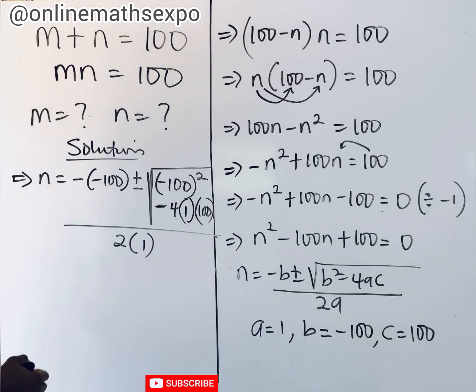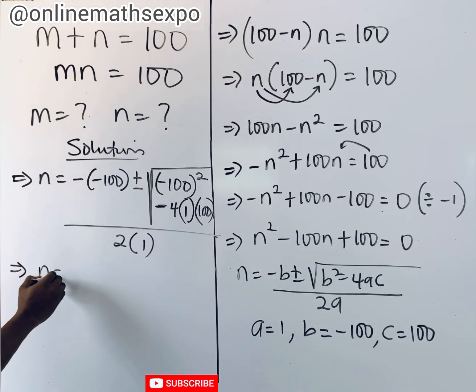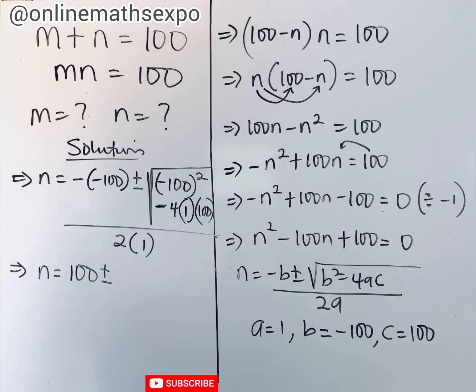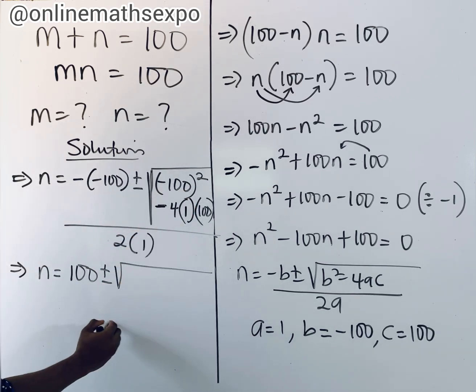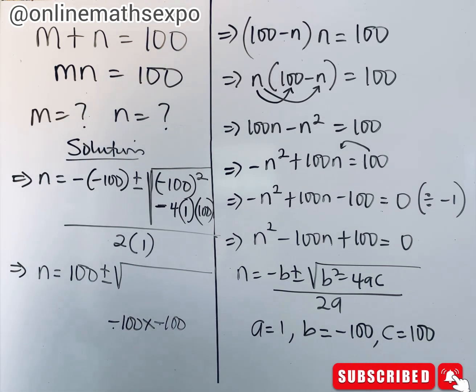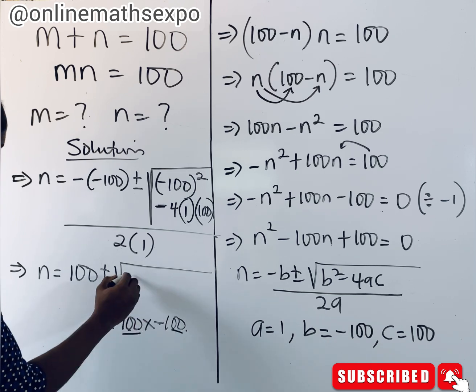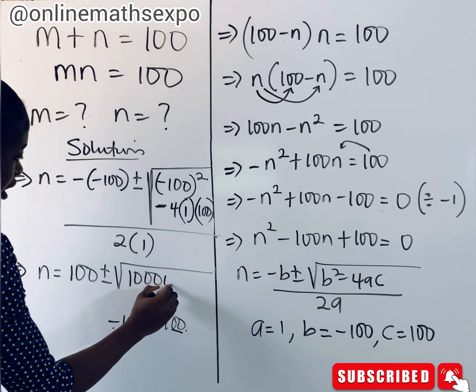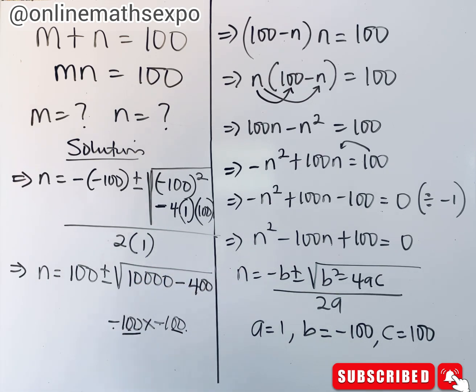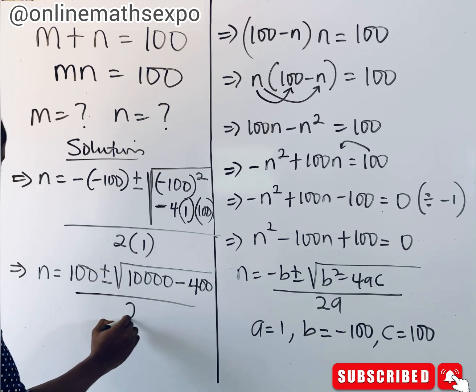So we simplify now. This is going to give us n is equal to negative multiplies negative, so we have positive 100 plus or minus the square root of negative 100 squared, which means negative 100 times negative 100. Negative multiplies negative is positive. And when you multiply 100 by 100, just add the 4 zeros, you have 10,000. Then minus, multiply this, it gives you 400. I hope you're with me there. Then this is divided by 2 multiplies 1, which is 2.